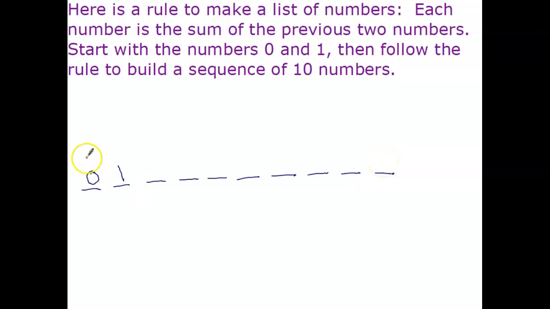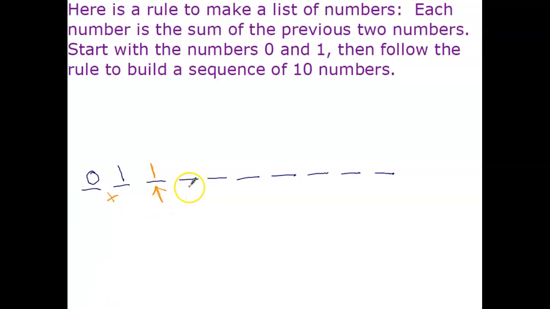So it says each number is the sum of the previous two numbers. So the first number that we're looking for is going to be that number that goes here. And so to get this number here, I have to take the previous two numbers and add those two together. So if I add 0 plus 1, then the resulting number is 1. So I just continue to do that.